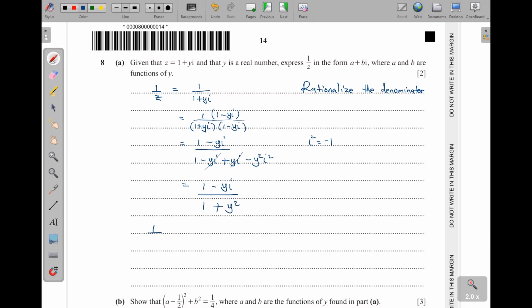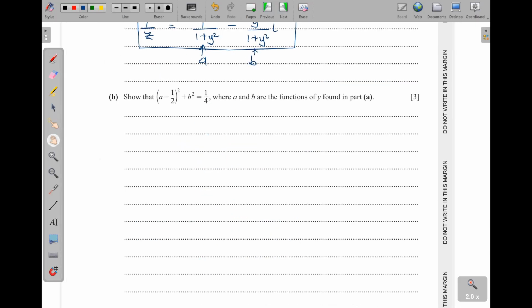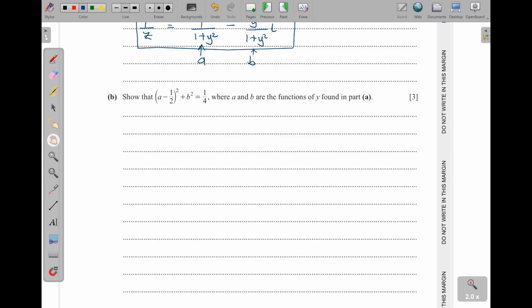So this therefore implies that 1 over z is actually 1 over 1 plus y squared, then minus y out of 1 plus y squared of i. So this means this is our A, and then this is our B. So that is our answer. Then part B, show that A minus a half bracket squared plus B squared is equal to 1 over 4.